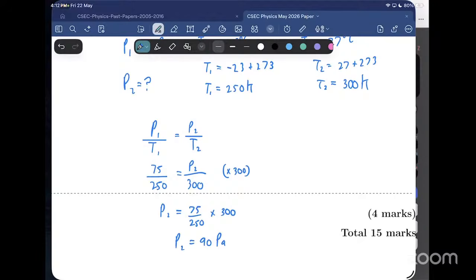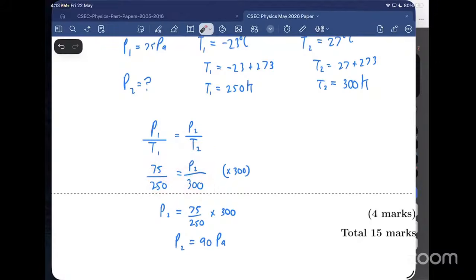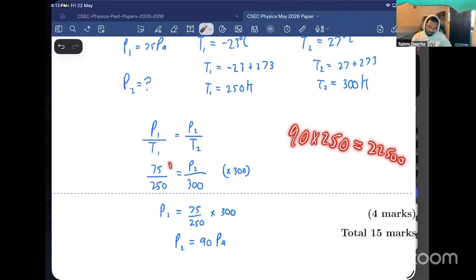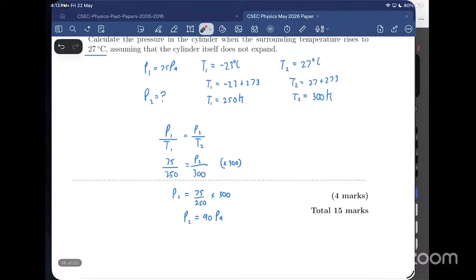I just cross multiplied to make sure that's the correct procedure. That's not a problem. And if you wanted to check if your answer is correct, when you multiply these two, it's supposed to be the same product as 75 by 300. Try it. What's 90 by 250? 22,500. What's 75 by 300? Same thing, 22,500.